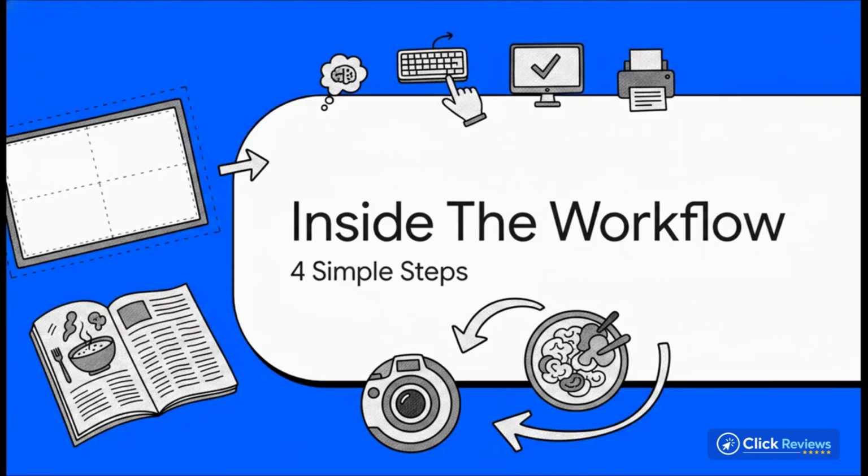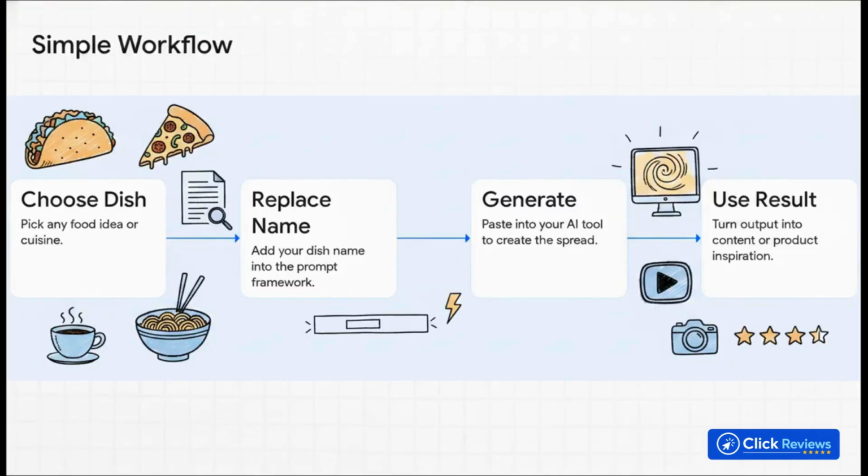Section 3, inside the workflow. So how does it actually work? The system breaks down into 4 remarkably simple steps. 1. Choose your dish. 2. Replace the dish name and the country directly inside the provided prompt framework. 3. Paste it into your AI image generator and hit generate. And 4. Take that visual and use it for your content. There are absolutely no advanced design skills required here, and you definitely don't need a complex prompt engineering degree. It is heavily geared toward beginners.